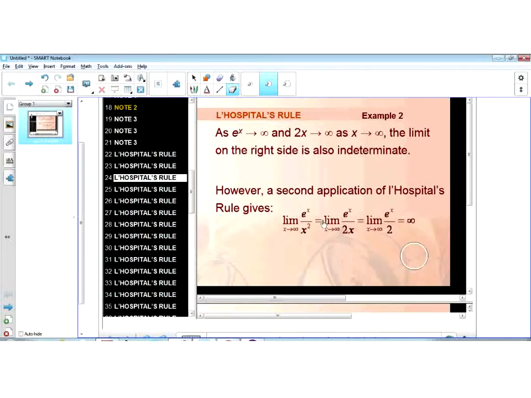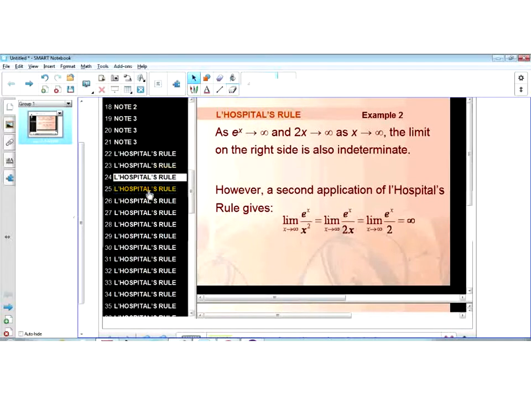Okay, so we apply L'Hopital's rule again, and L'Hopital's rule is essentially a recursive operation. You keep applying it until you can no longer apply it. And then the limit as x approaches infinity of the derivative of top and bottom, that would be infinity over infinity. Apply again. Limit as x approaches infinity of the derivative of top divided by the derivative of bottom. And finally, you no longer have an indeterminate form, and you can see that the output is infinity. All right, so 2 cases.